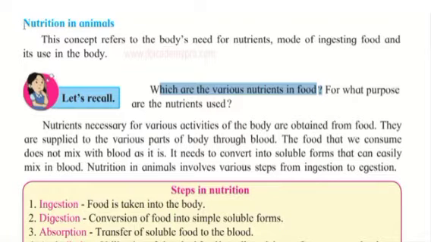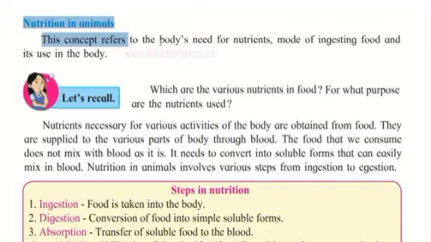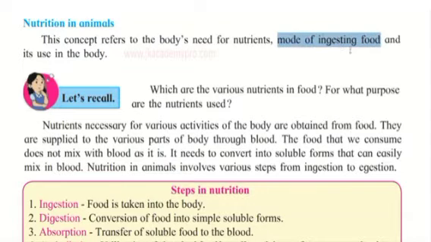Now, students, let us learn about nutrition in animals. This concept refers to the body's need for nutrients. Why does a body need nutrients, as well as the mode of ingesting food, that is, taking in food? Which are the various ways in which animals, including human beings, take in food, as well as its use in the body? So, what is the use of these nutrients in our body?